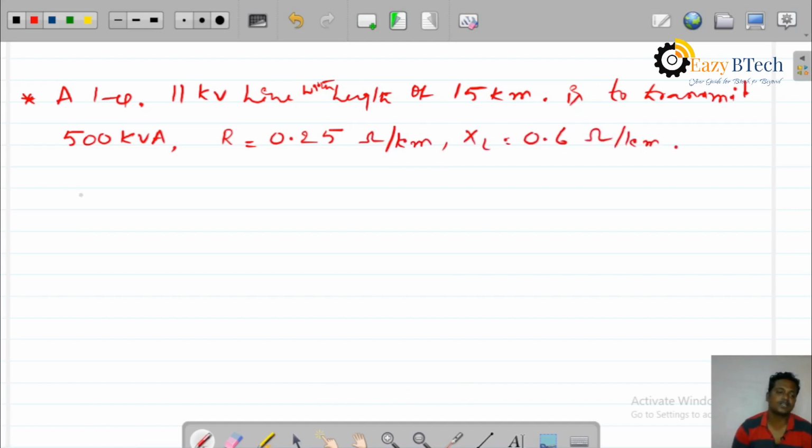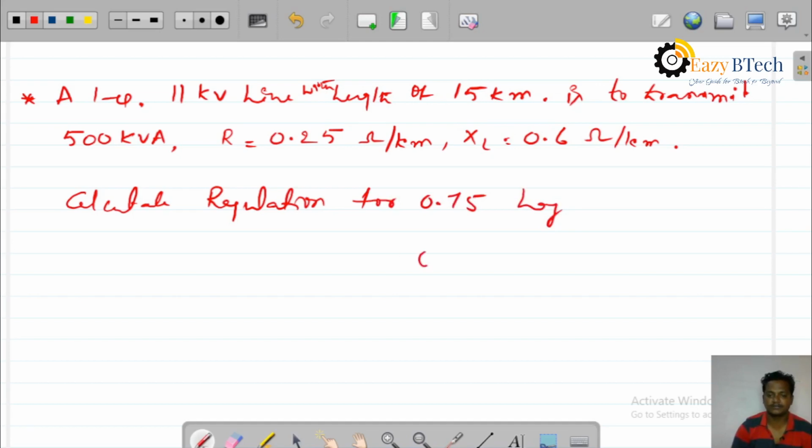Calculate regulation for 0.75 lagging, 0.75 leading, and efficiency of the transmission line. Okay, efficiency of the transmission line. Here length is 15 kilometers, therefore it is a short transmission line.